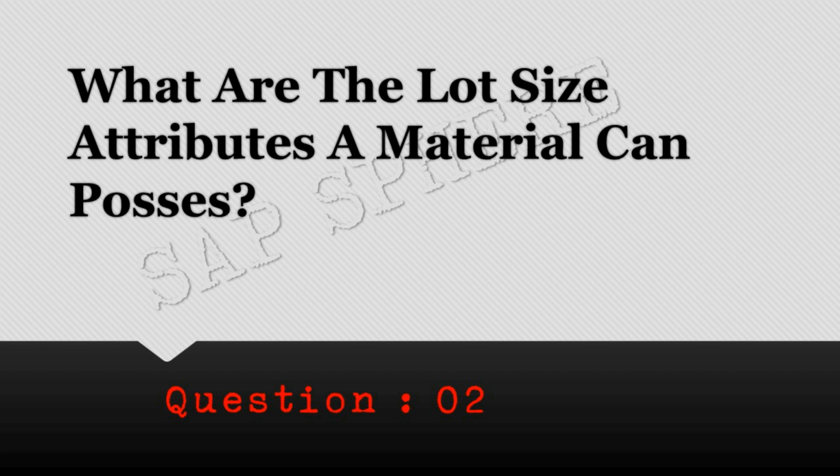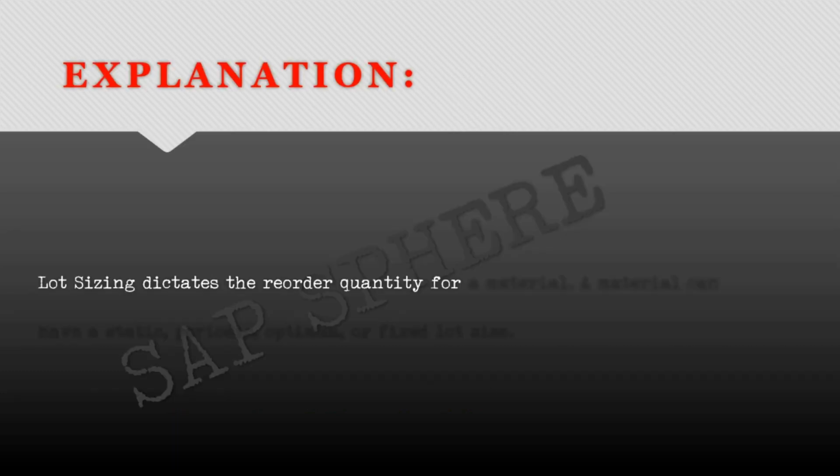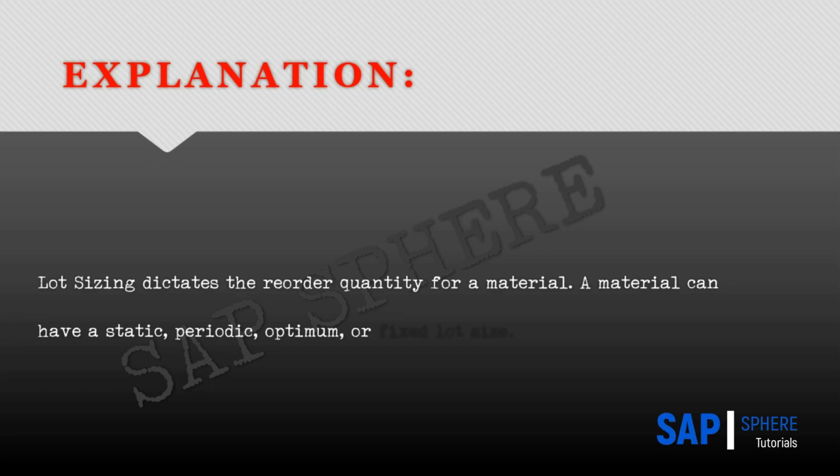What are the lot size attributes a material can possess? Lot sizing dictates the reorder quantity for a material. A material can have a static, periodic, optimum or fixed lot size.